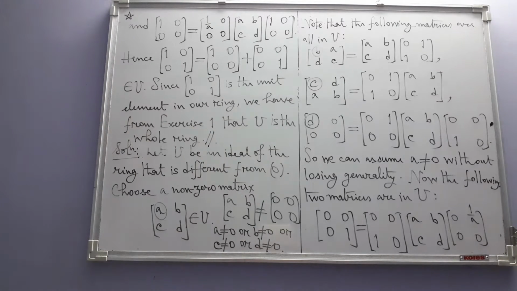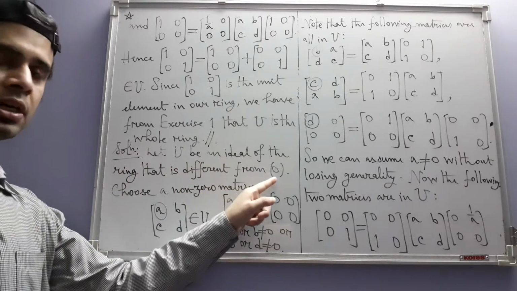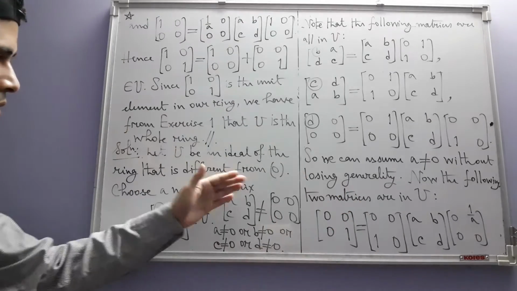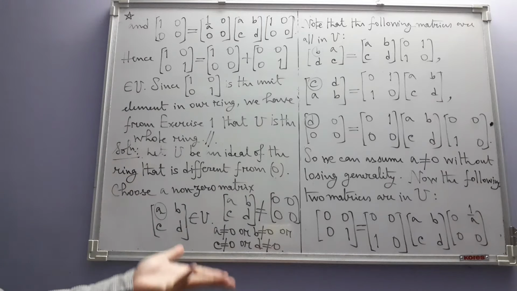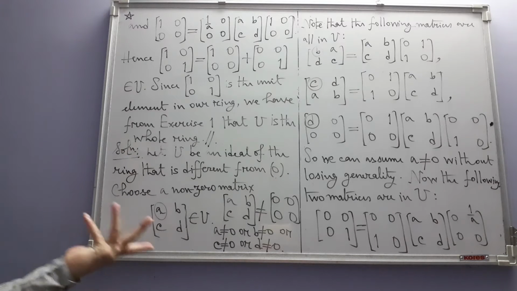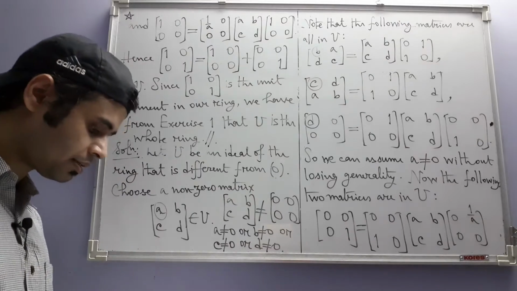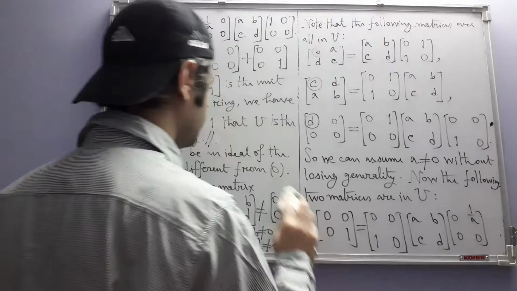So you see what we have shown. If U is an ideal different from the zero ideal, then it has to be the whole ring. That means other than the zero ideal and the whole ring, there is no other ideal. And that's what we had to show. So this completes the solution to the 12th one, which is somewhat difficult. But the next one is even more difficult, the 13th one.